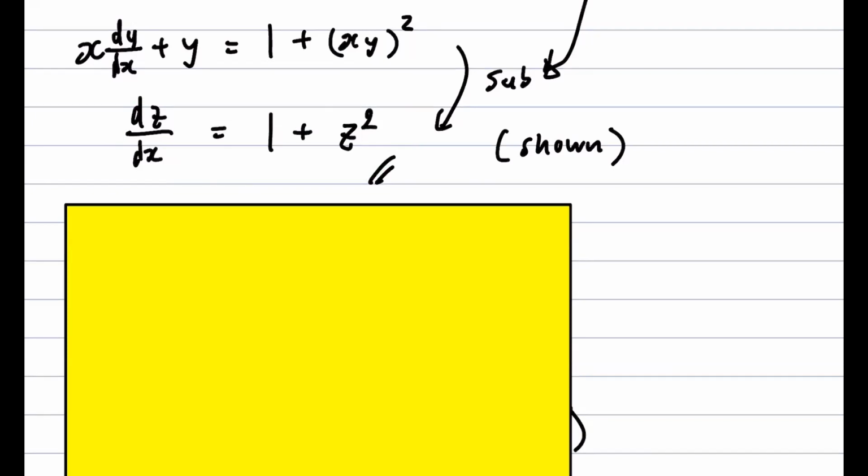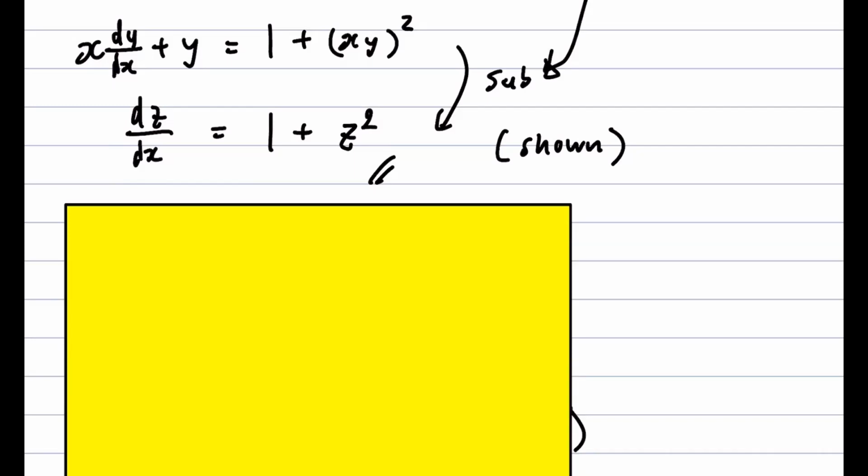Can do the separation of variables. Yes, correct. So what should you do? How do you separate? I bring over the z square, then I leave the 1 there. How do you bring over the z square? Like 1 over the z square.